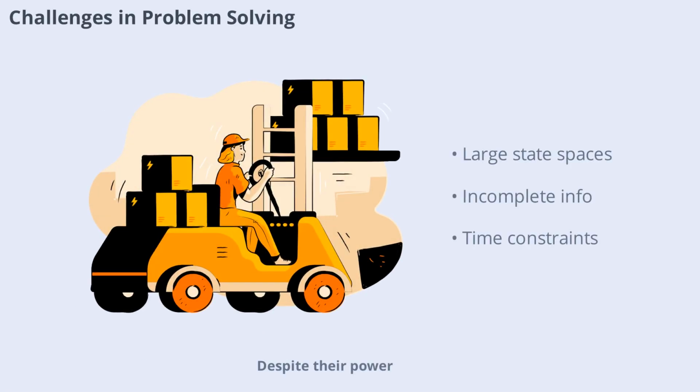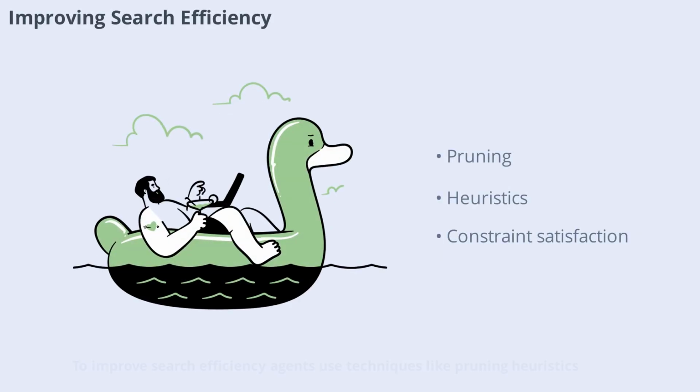Despite their power, problem-solving agents face challenges such as large state spaces, incomplete information, and time constraints. Overcoming these obstacles requires smart strategies, efficient algorithms, and sometimes creative thinking. To improve search efficiency, agents use techniques like pruning, heuristics, and constraint satisfaction. These methods help reduce the number of states explored, saving time and resources while still finding high-quality solutions.